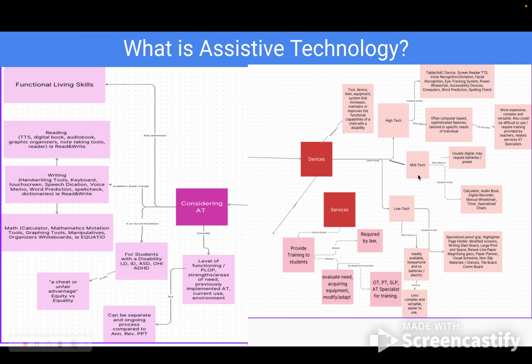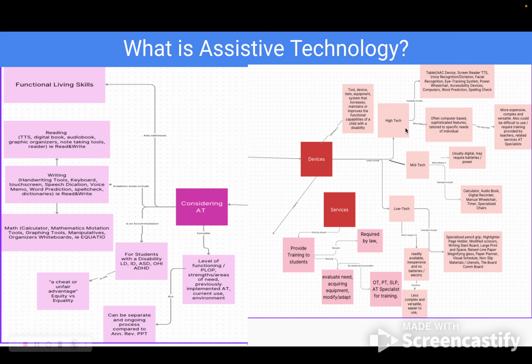What separates mid-tech from low-tech is that it's usually digital and may require batteries or power inputs, such as a calculator, audiobook, recorder, manual wheelchair, timer, or specialized chairs.